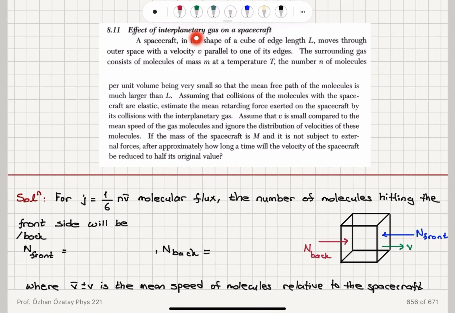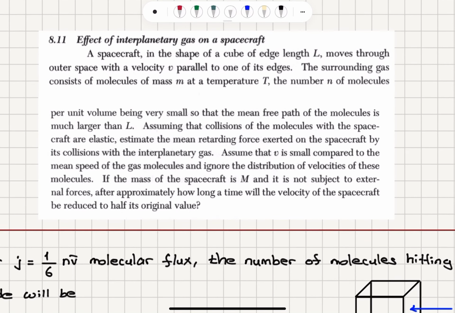Effect of interplanetary gas on a spacecraft. A spacecraft in the shape of a cube of edge length L moves through outer space with a velocity v parallel to one of its edges. The surrounding gas consists of molecules of mass m at a temperature T, the number n of molecules per unit volume being very small, so that the mean free path of the molecules is much larger than L.